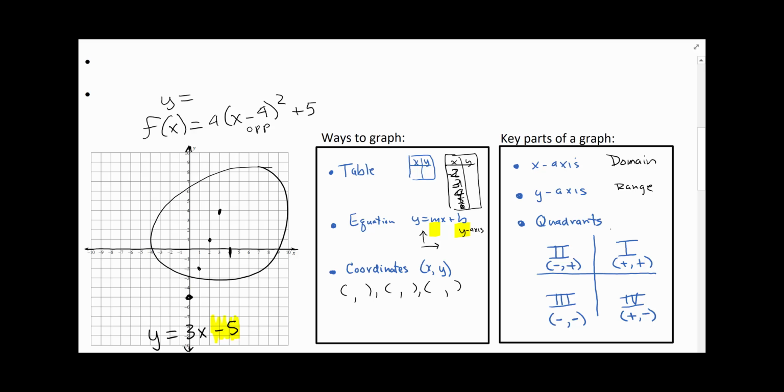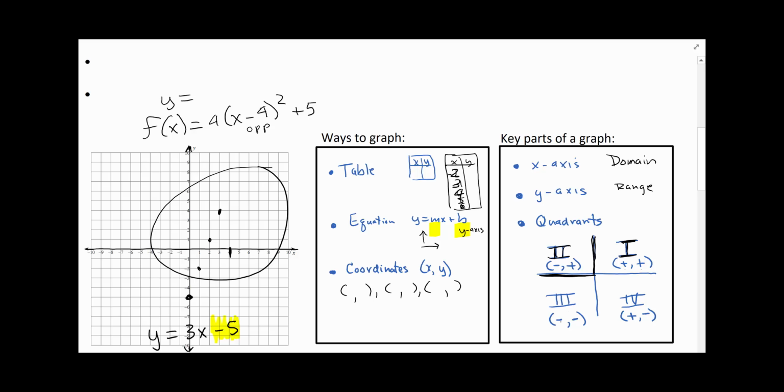Then we've got the quadrants, always written in Roman numerals. So in the first quadrant, both the x and the y values are positive. In the second quadrant, the x values are negative. Well, that makes sense because we're to the left of 0. And the y values are positive because we're above the x-axis.